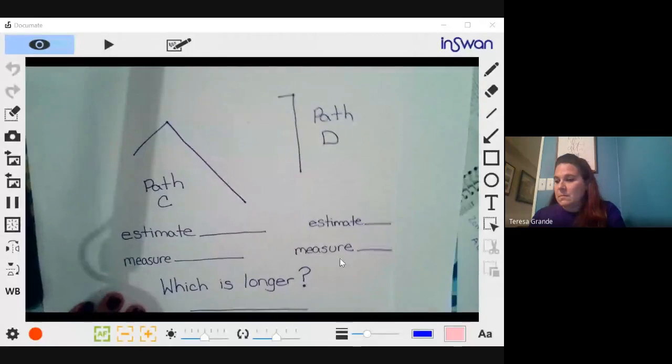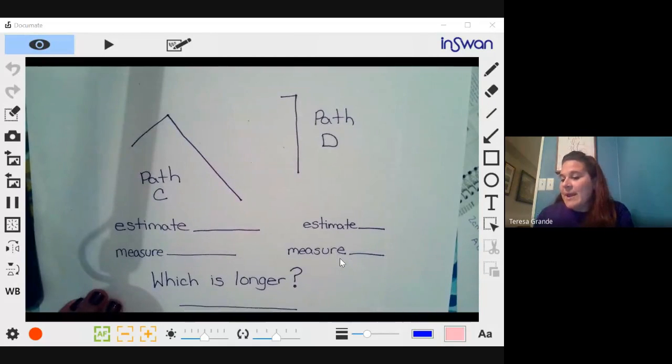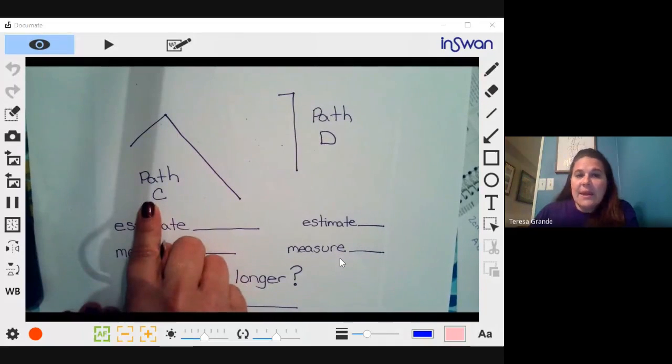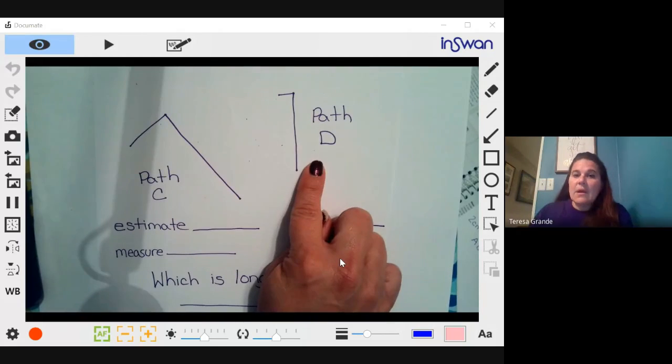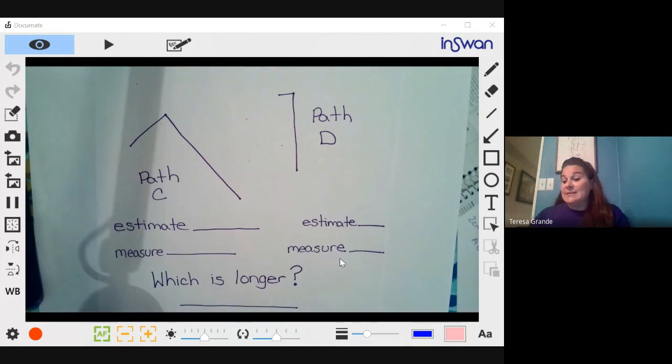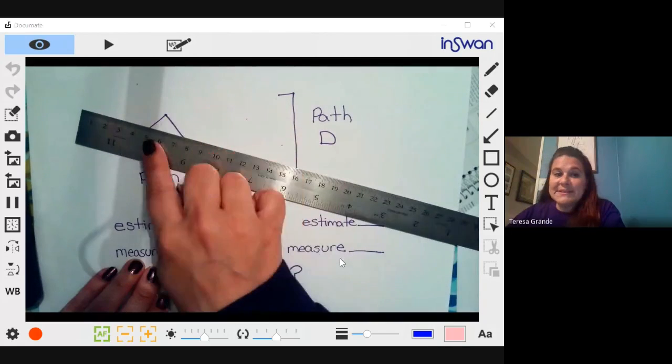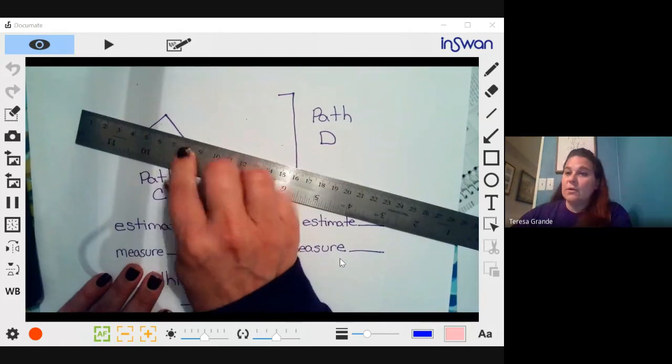All right. So again, the paths that are going to be drawn are not going to be exactly like the ones that were just on the screen. They're going to be ones that I actually drew, okay? And that works just as well. All right. So here we have path C and path D. As I said two lessons ago, whenever we're measuring using centimeters, we use the small numbers on the ruler.